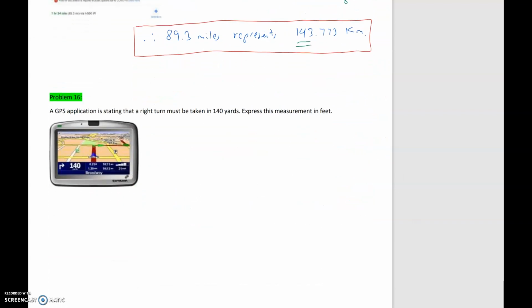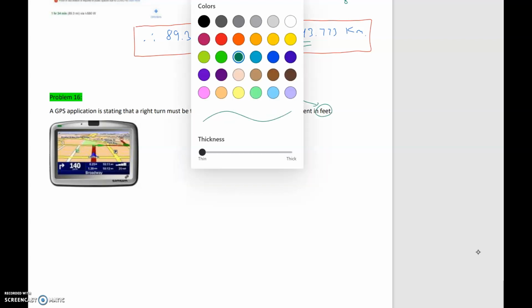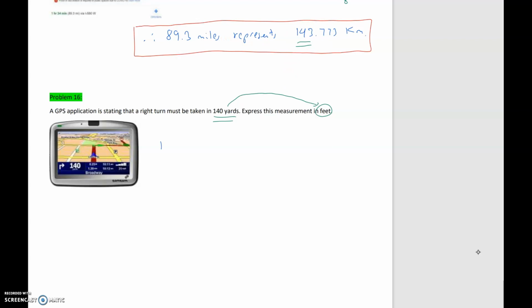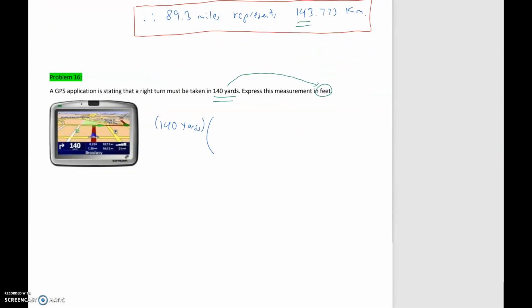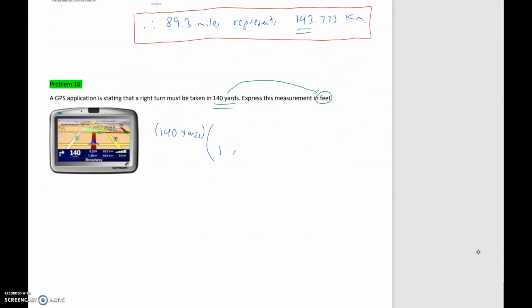Let's take a look at example 16. In example 16, they're talking about yards, and they want us to express it as feet. So we're looking at 140 yards. And then the conversion factor here. So yards to feet, that was here. So yards to feet is 3. So technically, 1 yard is equal to 3 feet.